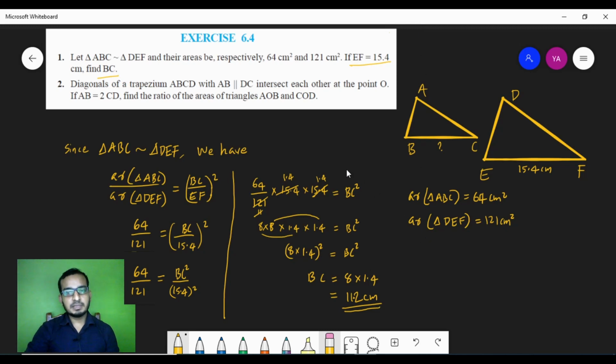I explain the answer once again. Our question is, two similar triangles are given, namely ABC and DEF. Given that triangle ABC and triangle DEF are similar and their areas are given and one of the sides is given. We want to find one side of the other triangle, BC. So we drew some rough figure. Actually no need of a rough figure, but I drew it here to make the concept clearer.